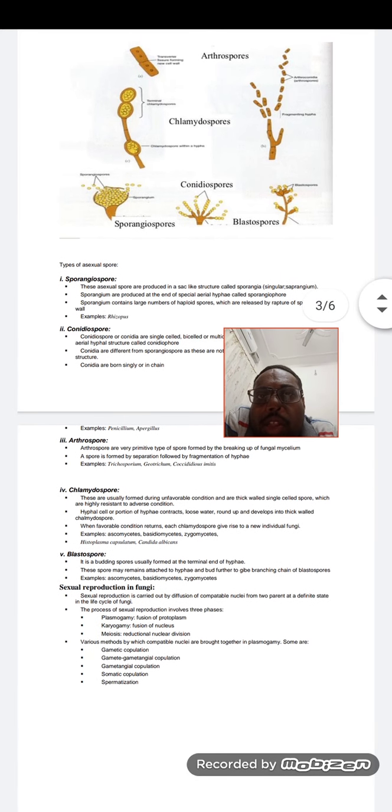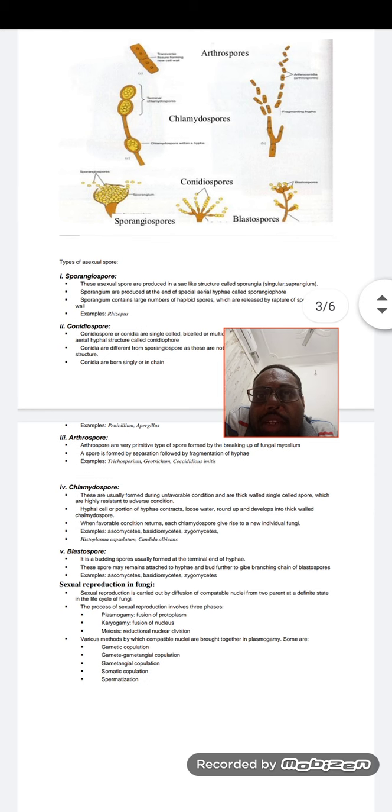Next one is known as arthrospore. You can see that the first one is a very primitive type. That means spores will be formed inside the fungal mycelium, and they will be separated by the process of fragmentation, and that is known as arthrospores.